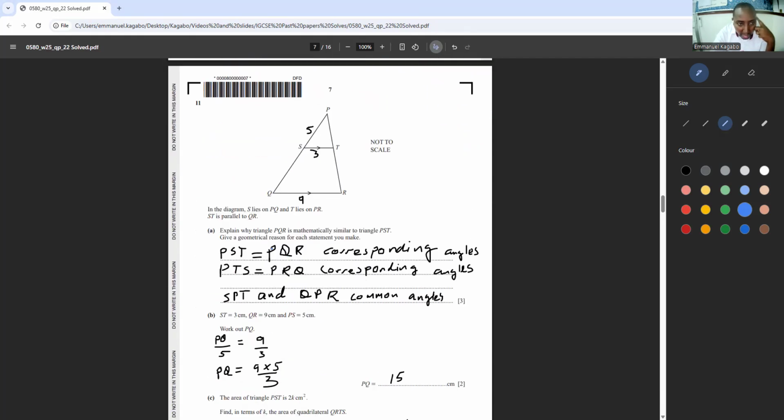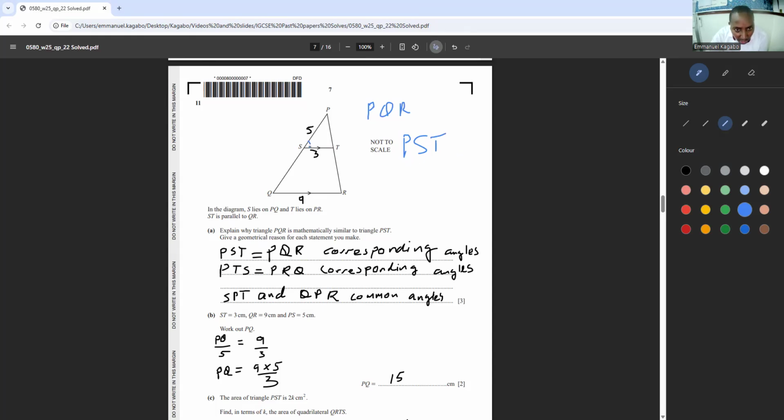Very good. Now, next question here. This question is about similarity. So, very easy, but you need to know some things. From the question here, we have two triangles. We have a big triangle, which is the big triangle P, Q, and then R. We have a small triangle, which is P, S, T. These two triangles are similar.